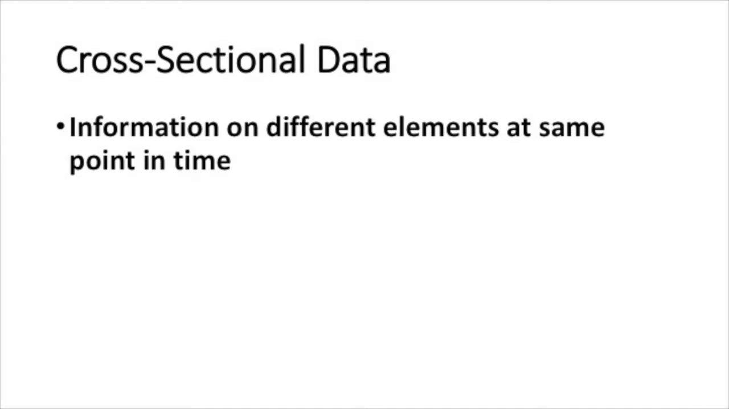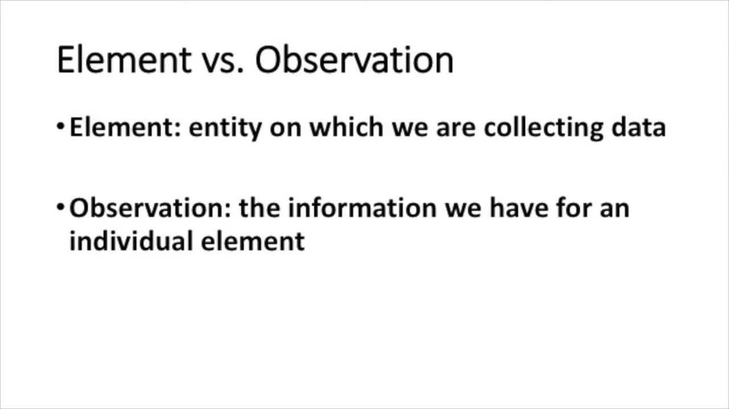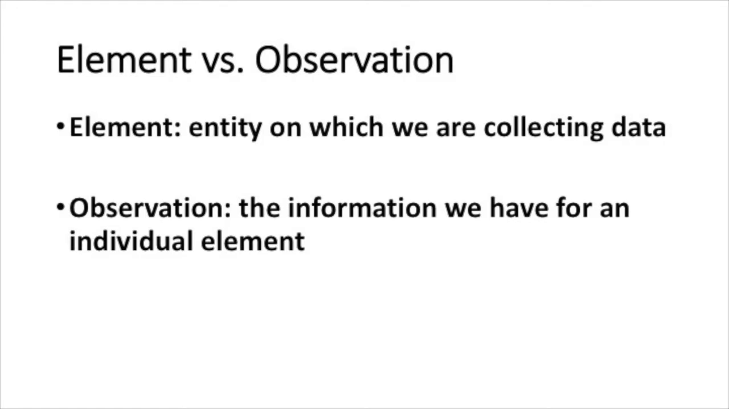Cross-sectional data has information on different elements at roughly the same point in time, where an element is the entity on which we're collecting data. An element could be a business, a person, a country, a sports team, or really anything. And the information that we have for an individual element is called an observation.